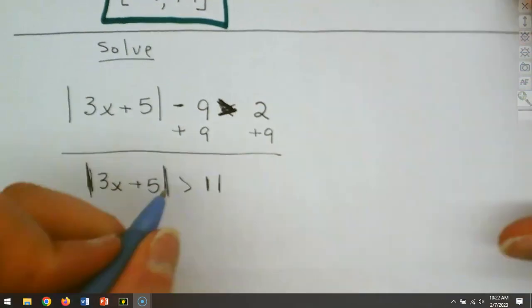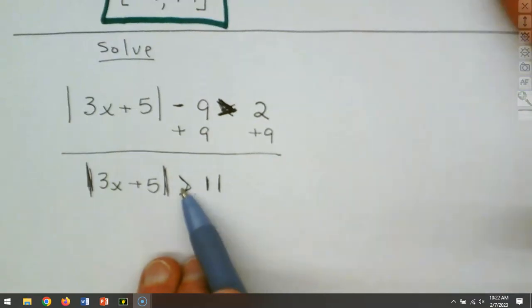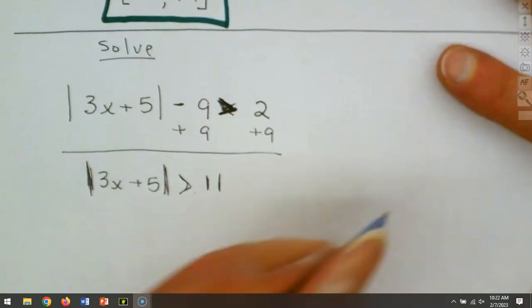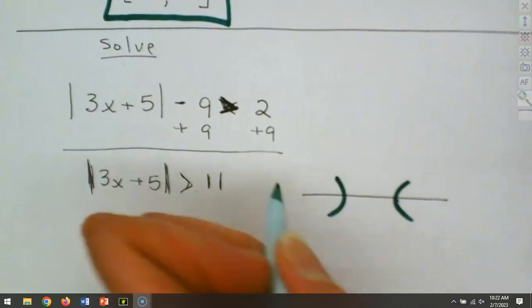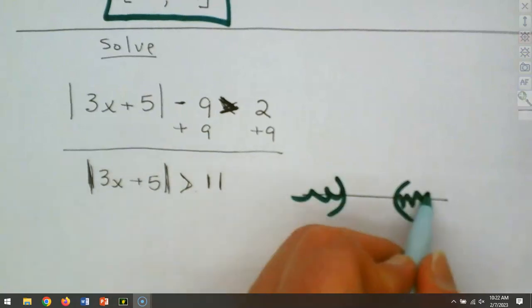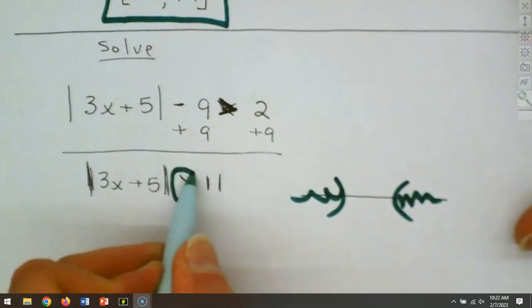Now, which way does this one point? It points to the right, doesn't it? It points to the right, so which way do we shade? It points to the right, so that means our answer is going to look like what? That. Okay. Why does it look like that?